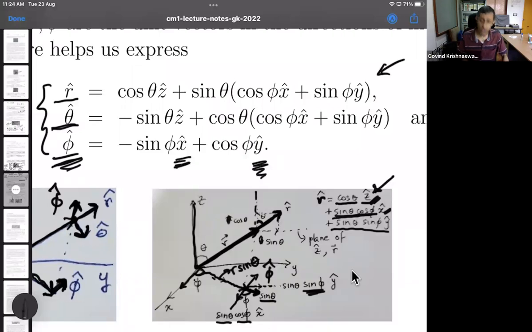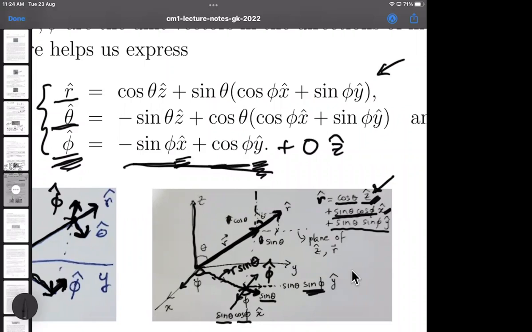So this goes back to a question somebody else asked previously. So there is no 0 times z hat. There's nothing in the vertical direction. It lies in the xy plane or it's parallel to the xy plane. And its components, I invite you to check, are minus sine phi and cosine phi.